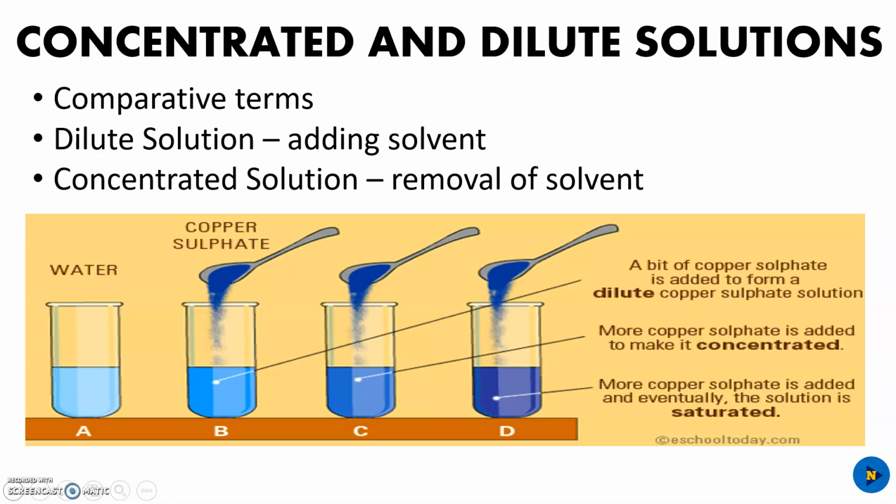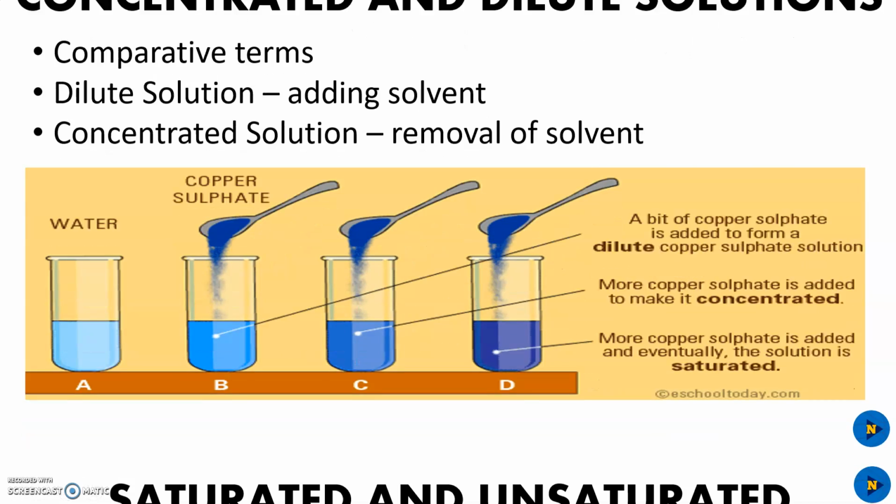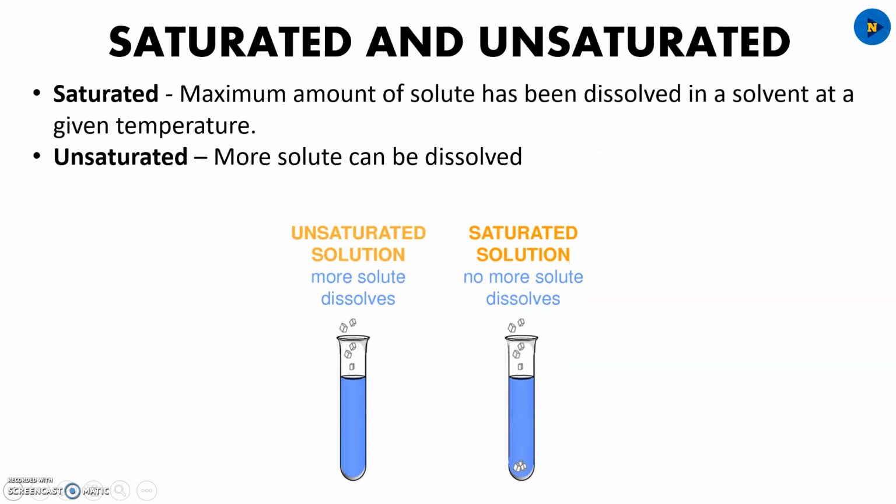So that's what concentrated and dilute solutions are. So, saturated and unsaturated. In a saturated solution, the maximum amount of solute has been dissolved in a solvent at a given temperature. So solubility is the measure of how much solute a specific solvent can dissolve at a given temperature.